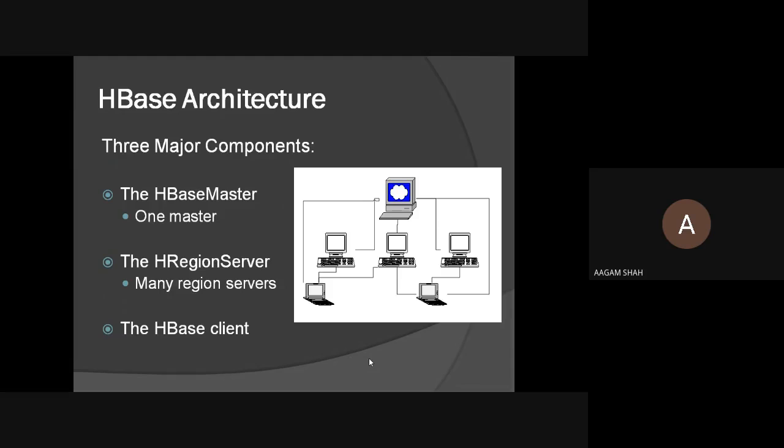Now we'll see the HBase architecture. HBase architecture generally consists of three major components. The first one is the HBase master, the second one is the HBase region server, and the third one is the HBase client. The HBase master consists of one master. The HBase region server consists of many region servers. In the right-hand side picture we see the one master that is distributed to many region servers.